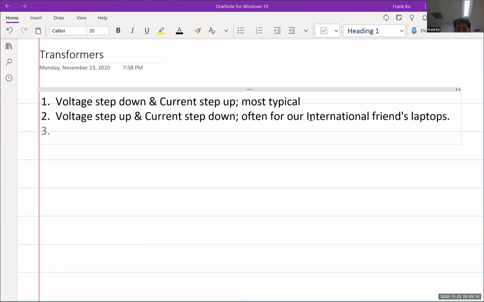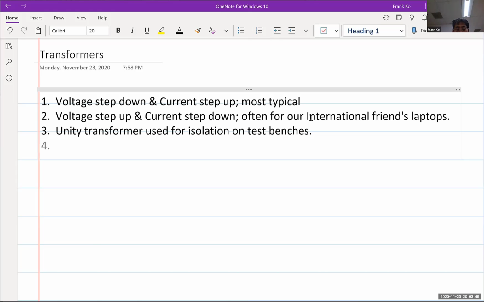Then you have a unity transformer, and that's used for isolation on test benches.